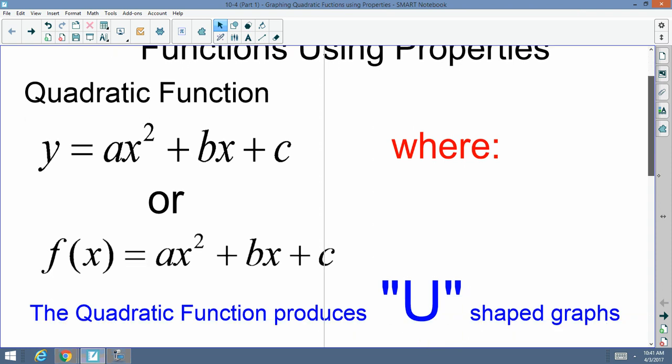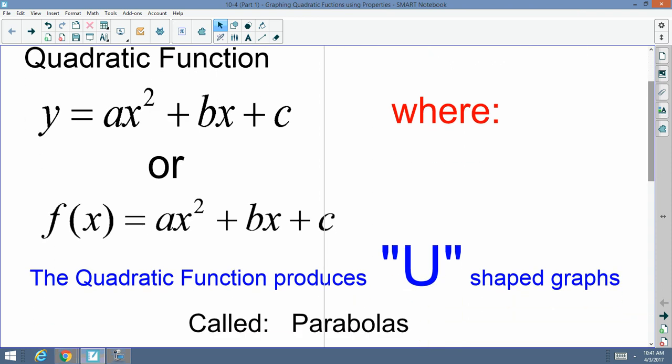First of all, guys, hopefully by now you understand that the quadratic function is y equals ax squared plus bx plus c, where a is the coefficient of x squared, b is the coefficient of x, and c is a constant, or f of x is equal to ax squared plus bx plus c. Please remember that y is the same as f of x.